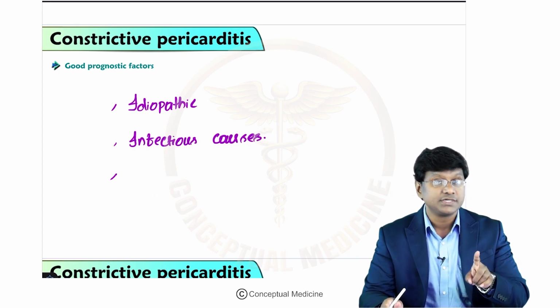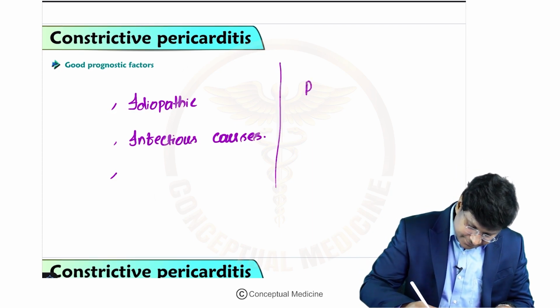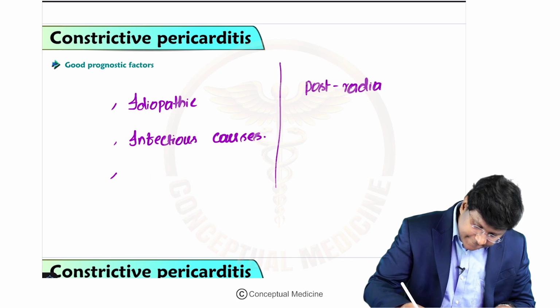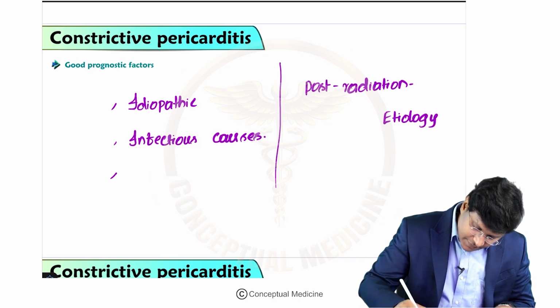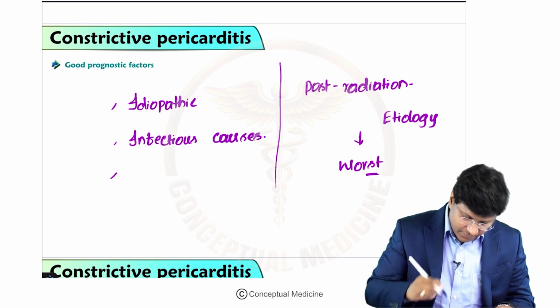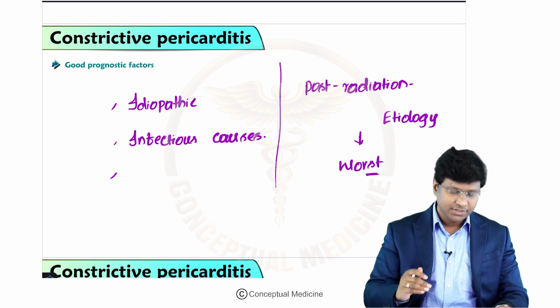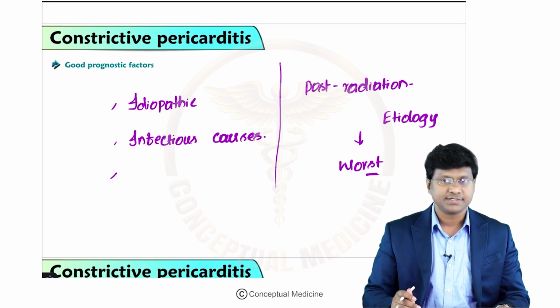And it is worst in post-radiation etiology, okay? So post-radiation etiology, here the prognosis is worst, right? Here the prognosis is worst, okay? So that is about the good prognostic factors as well as the poor prognostic factors.